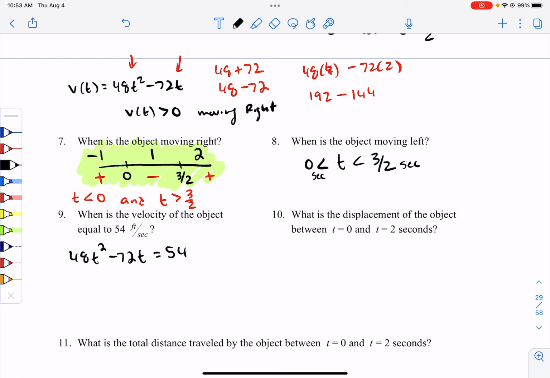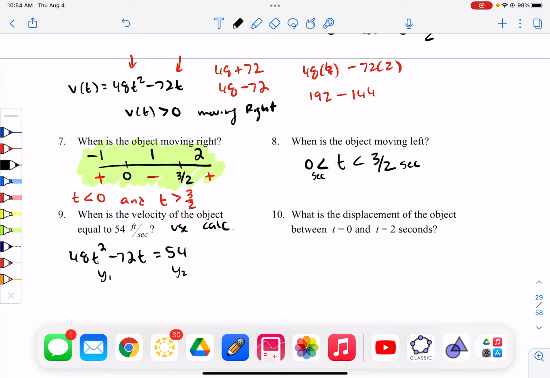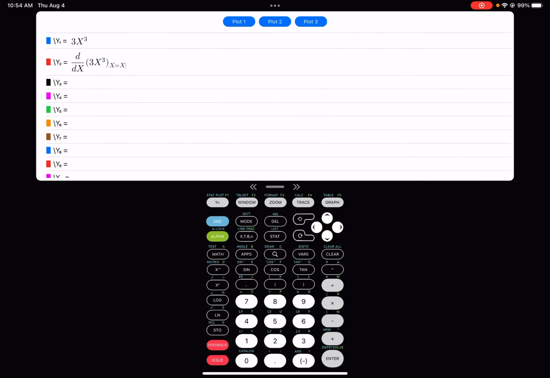So when you see this question, on this one, I'm going to tell you to use the calculator, because the numbers aren't pretty. And I wish in the textbook it said right there, use the calculator. But what I would do if I were you, I would go to my calculator and I would make this y1 and I would make this y2. So let's do that really quick. Go to my calculator. I'm going to go to y.